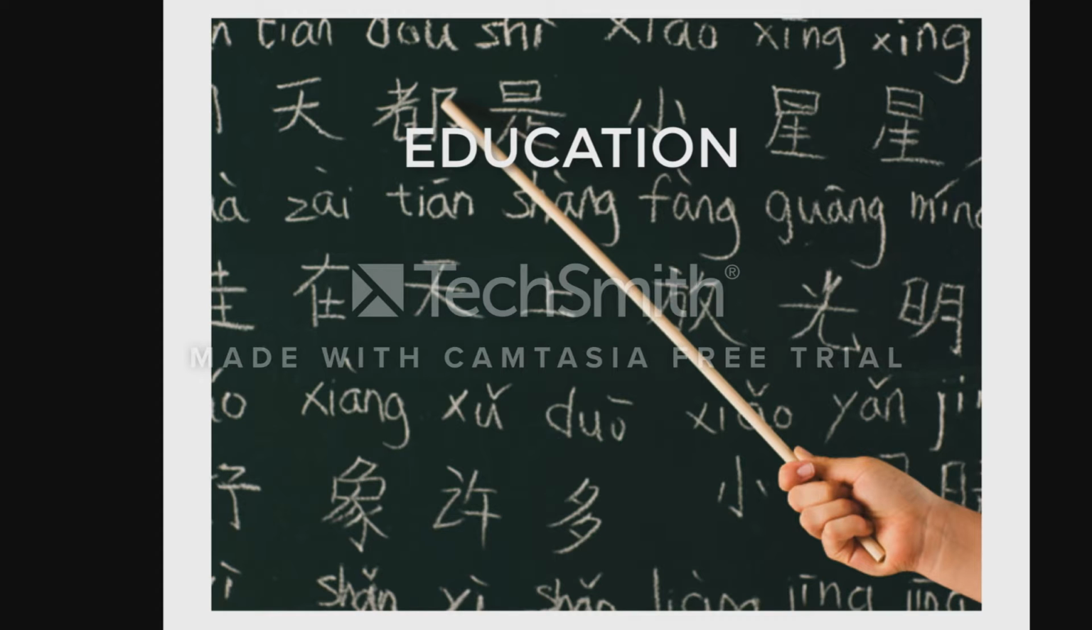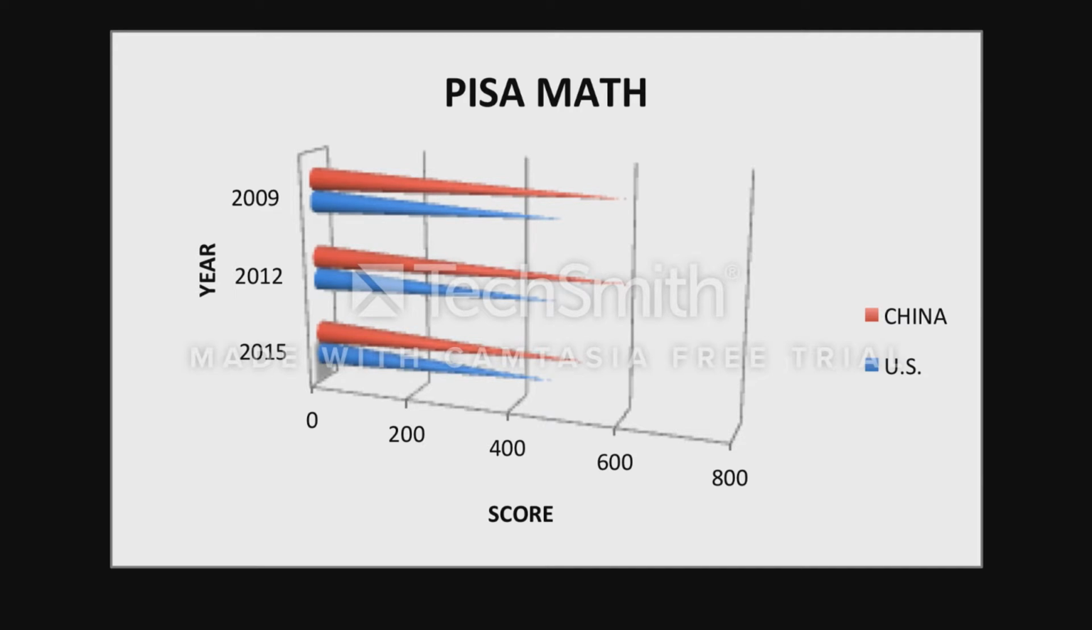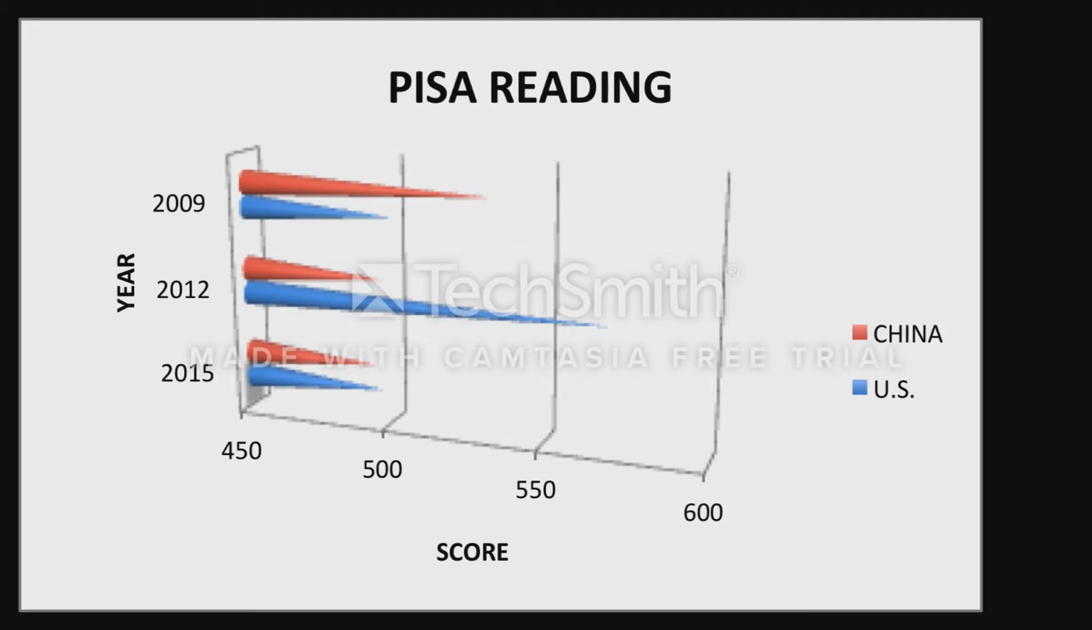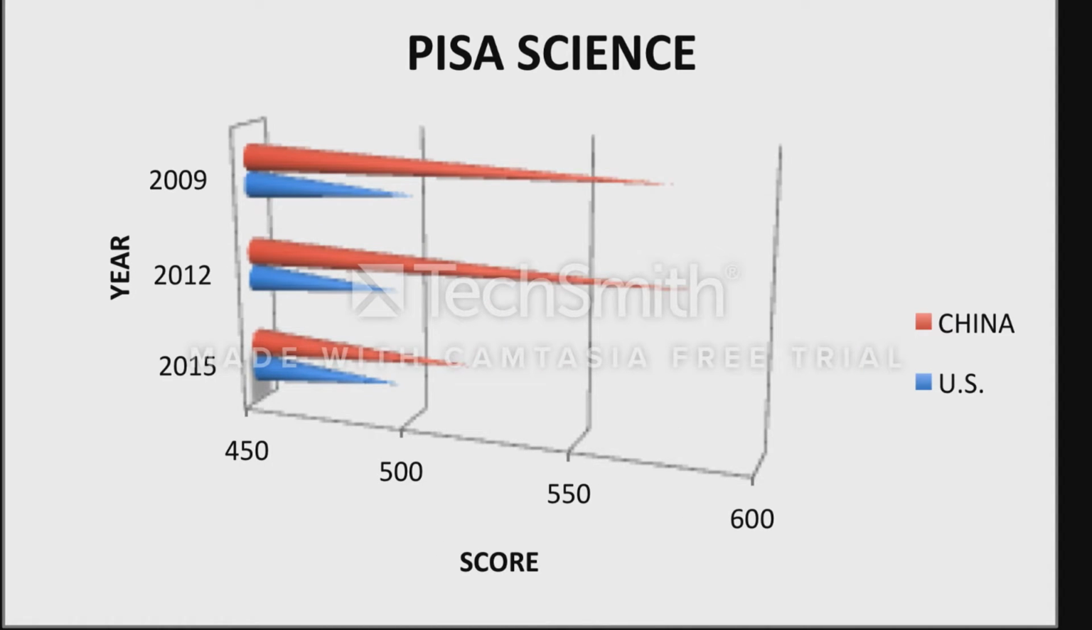Let's take a look at the PISA scores from 2009 through 2015 and see how the two countries compare in reading, math, and science. As you can see, in math, the U.S. lags behind China, while reading scores are neck and neck for 2015. And then within the last 6 years, the U.S. is coming close to China's scores in science.